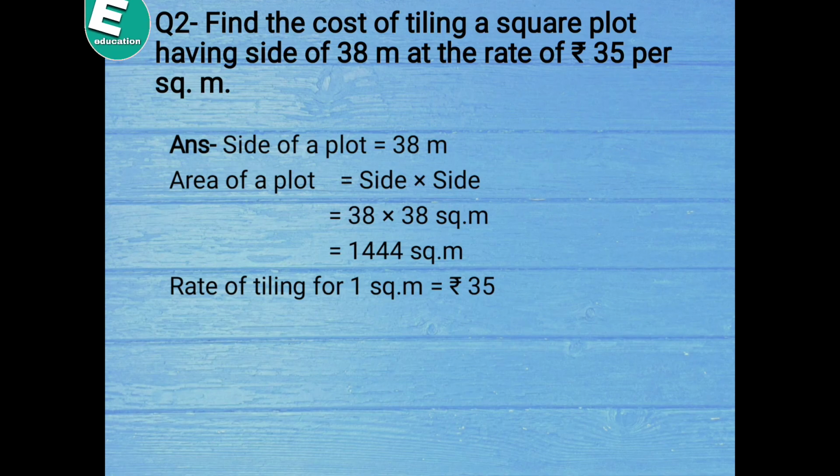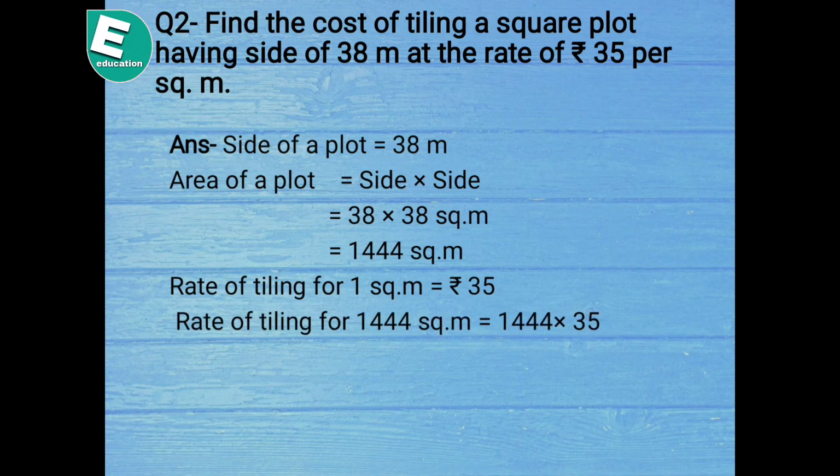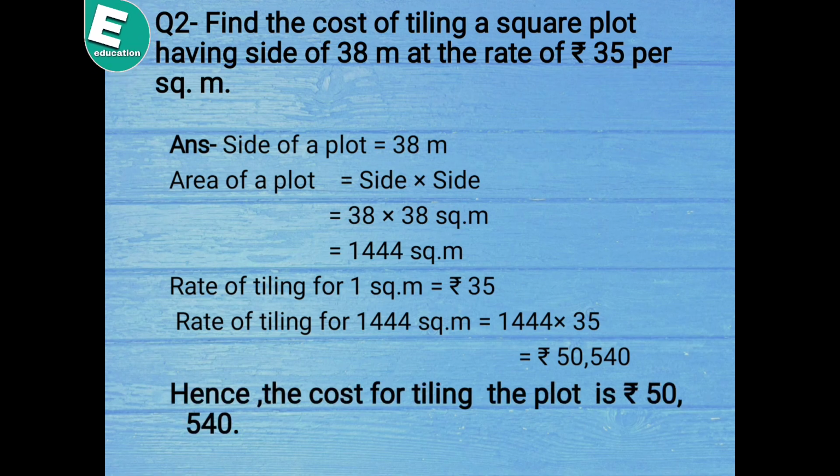Here the rate of tiling for 1 square meter is given, which is equal to rupees 35. So rate of tiling for 1444 square meter is equal to 1444 multiply 35, which gives 50,540 rupees. Hence the cost for tiling the plot is 50,540 rupees. Now the last question.